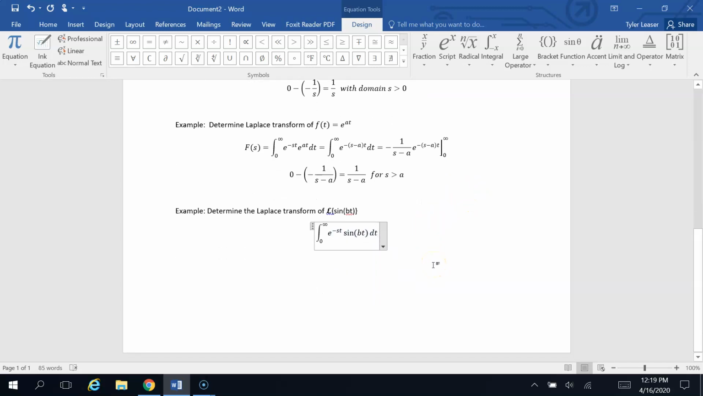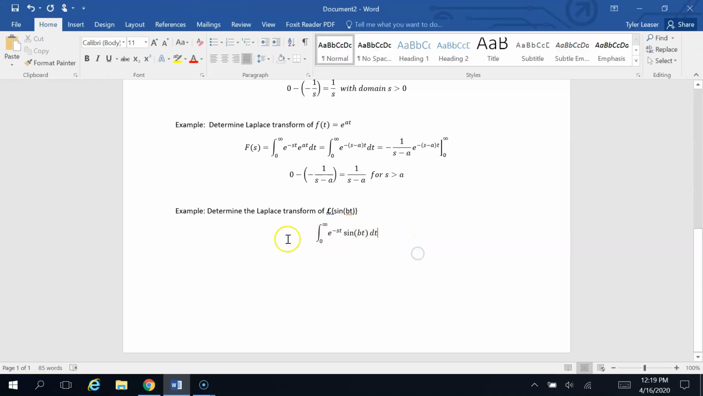Okay. This is, believe it or not, something that we have seen in class before when doing this antiderivative. You're going to have to use integration by parts twice, and then it's going to kind of be like a snake, and it's going to chain back on itself. So let's just kind of go through it.